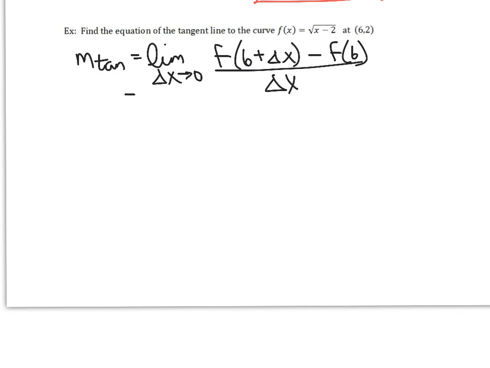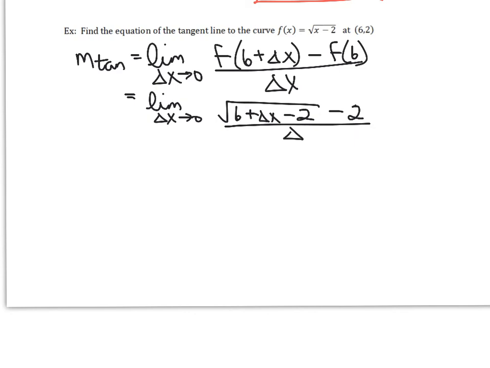Let's go ahead and substitute 6 plus delta x into my function. So when I do that, I now have the square root of (6 plus delta x minus 2) minus f of 6. And again, if I wasn't given the output, I could easily substitute 6 into the function and see that the output was going to be 2, all divided by delta x.